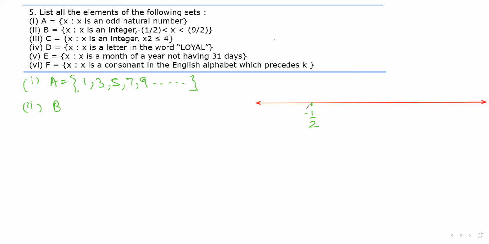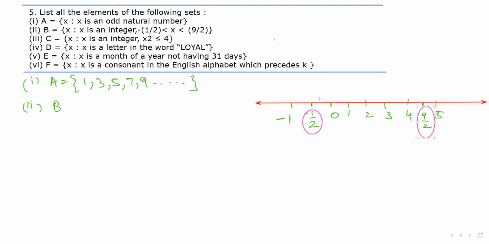Minus 1 by 2, 0.5 lies between 0 and 1. This is minus 1. Then you have 9 by 2. 9 by 2 is 4.5. So it will lie between 4 and 5. 1, 2, 3, 4. And between 4 and 5, you have 9 by 2. Always convert it into decimals for better clarity. So these two are the values that we are supposed to consider.